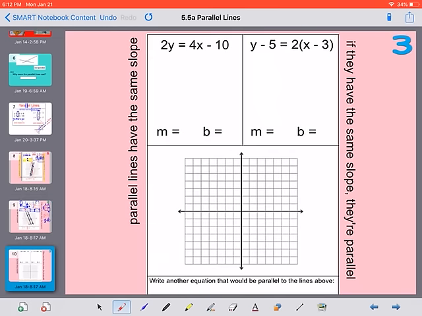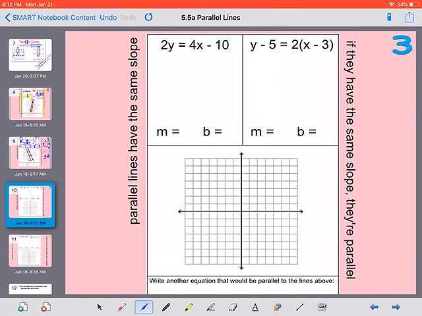Let's flip over to the back side. We have two more questions. I would suggest trying these on your own and then clicking play to see if you get them right, to show that you know what you're doing.